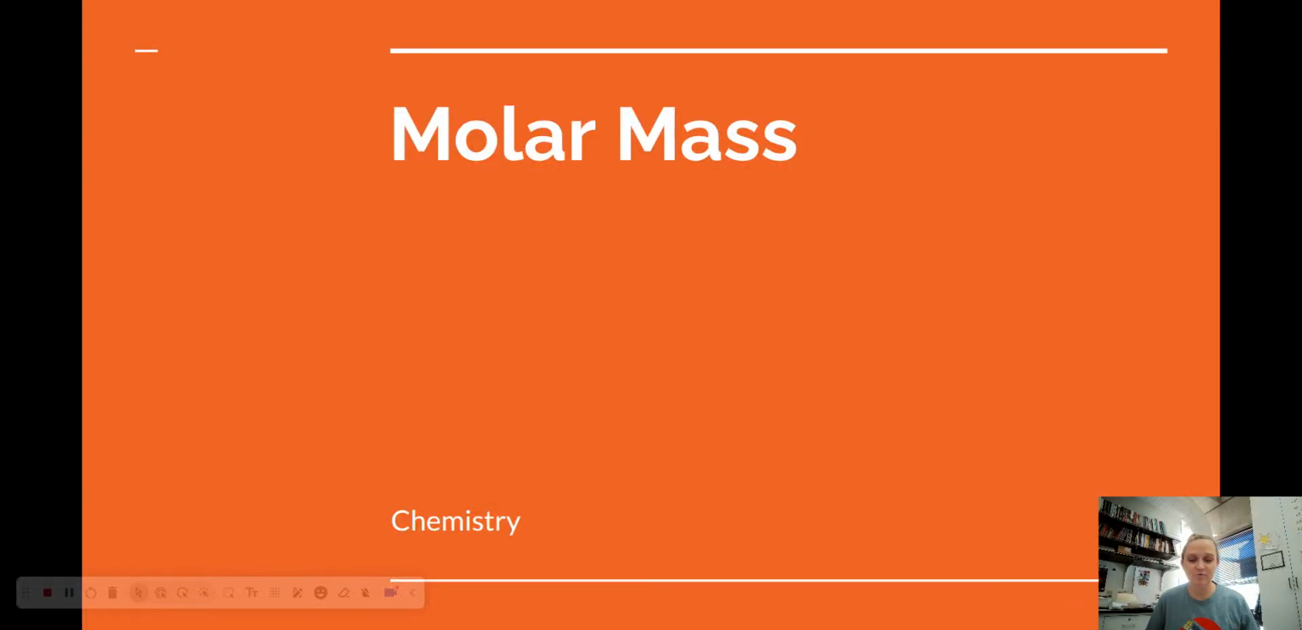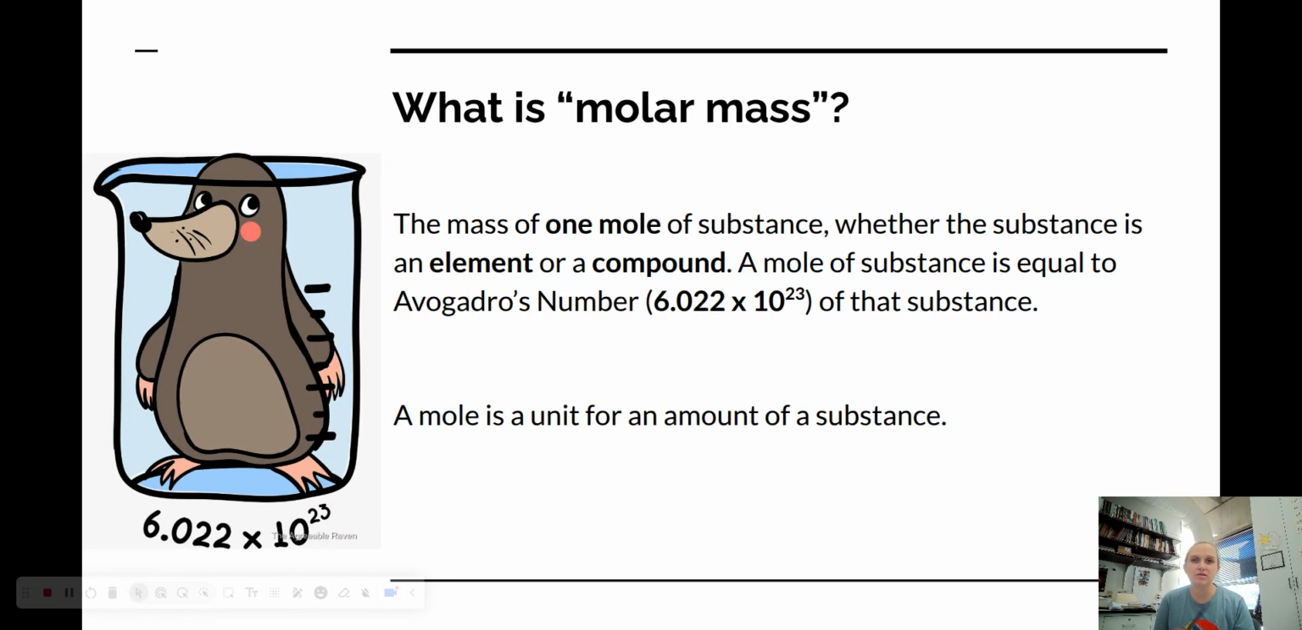Hey guys, today I'm going to talk about molar mass and how we calculate molar mass. So let's jump in. First thing really is, what is molar mass? We haven't used this term yet.